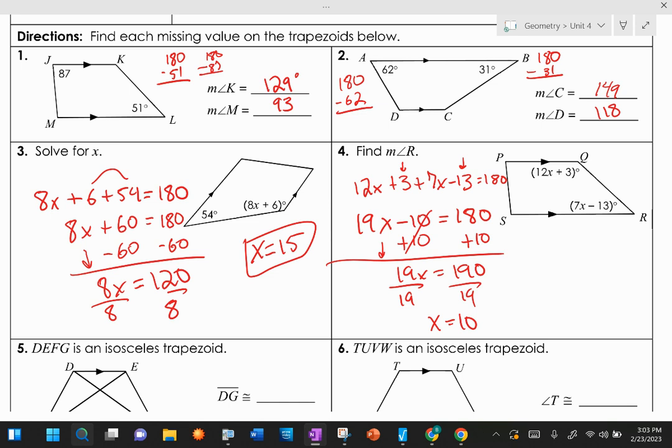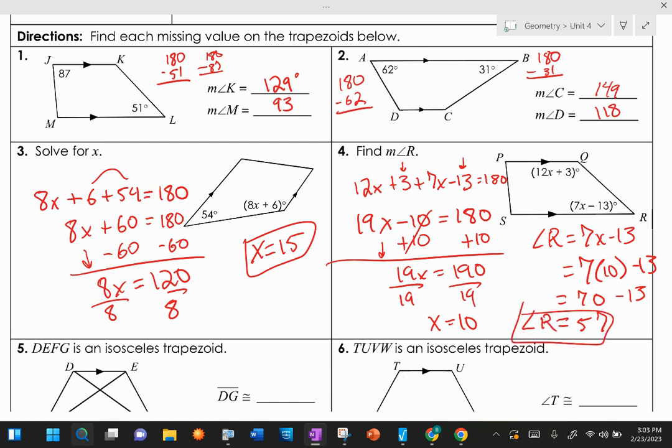So then I'm applying it to the x, to which angle? To R. Okay, so you're looking for angle R, right? Angle R is 7x minus 13, and then you substituted 7 times 10 minus 13. Perfect. Thank you.